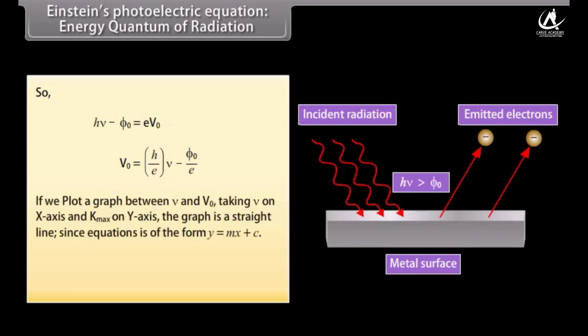If we plot a graph between ν and V0, taking ν on x-axis and V0 on y-axis, the graph is a straight line, since the equation is of the form y equals mx plus c. The slope of the line m is equal to h upon e, which is a universal constant.